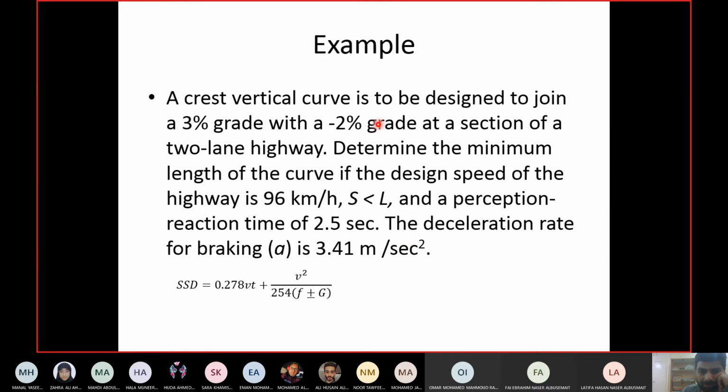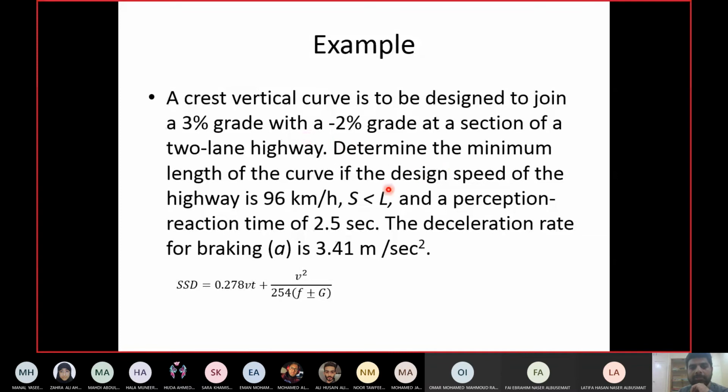So we have a crest curve. They already told me it's a crest curve, and you can judge it from here as well: plus 3% with minus 2%. So G1 is more than G2, so it's a crest curve. Which type? Type 1, because positive and negative. We have just discussed the design of the crest curve, so the examples will be about the crest curve. But this is type 1.